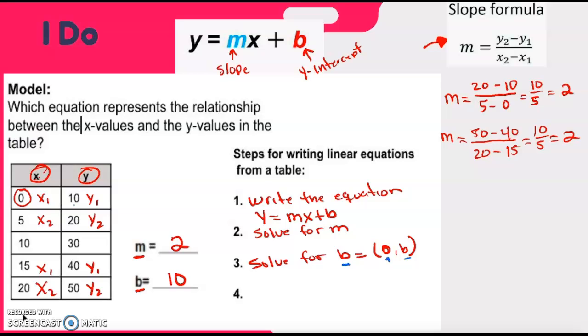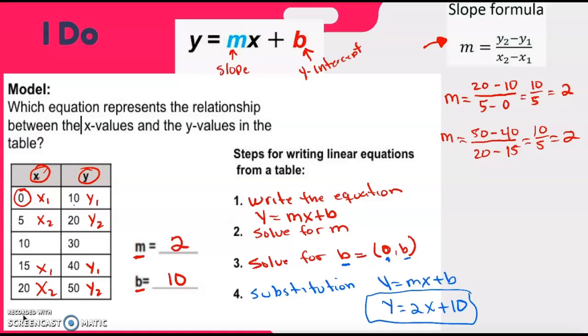The last step is to take that information and substitute. I'm going to write the formula, and you're going to substitute the values for the variables m and b. And there is your equation for that table. Okay. That is our I do.